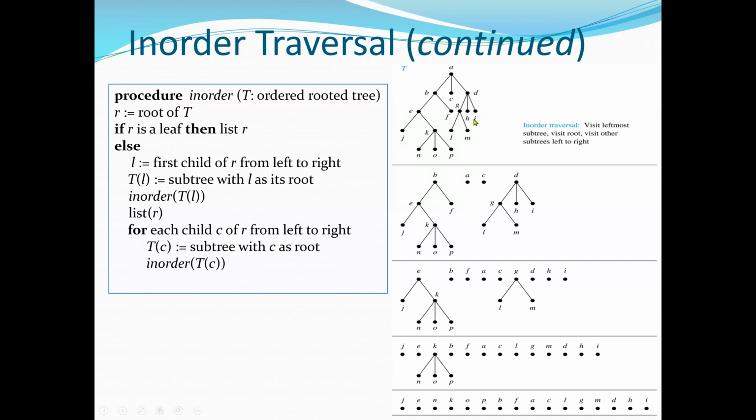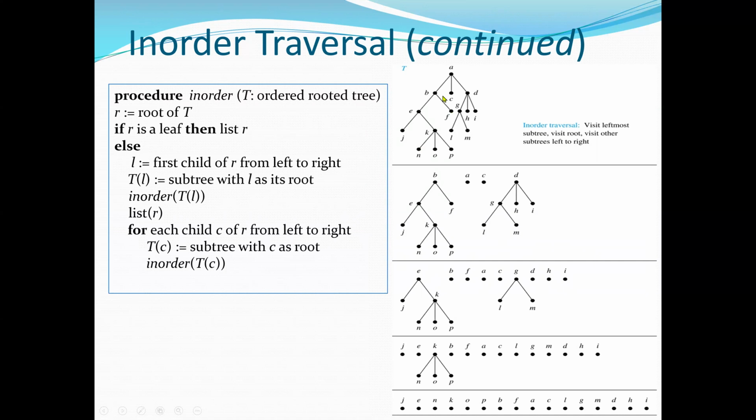Now the in-order is different. We start with J, then we go up. So J, E, then N, then K, then O, then P, then we go through B. Then after we reach B, we haven't finished, B has a child here. So we go B, then we go F. So we make sure that we finish the whole left subtree. At the moment we finish all the left subtree, we have J, E, then N, then K, then O, then P, then B, then F.